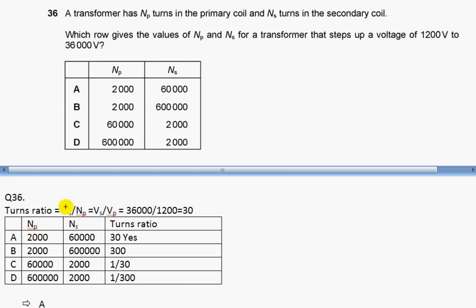It is the ratio of the number of turns on the secondary to the number of turns on the primary, and it equals the ratio of voltages. So we know the voltages, which is why we can calculate the turns ratio. It should be 30. Now let's calculate the turns ratio for A, B, C and D. So we divide NS by NP. We find that 30 is for A. So answer is A.